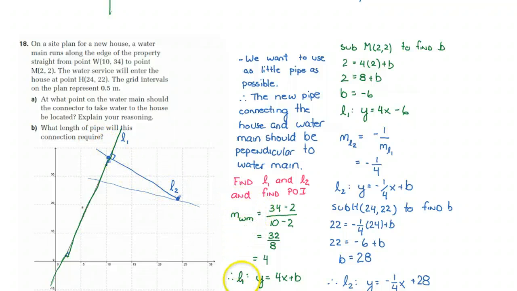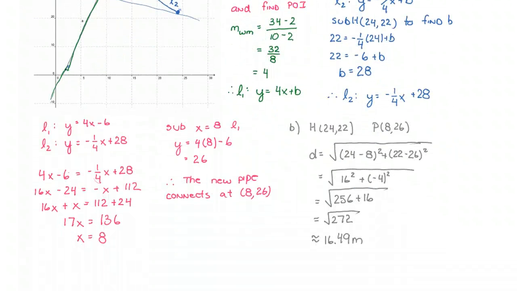So we find the slope of line 1. We sub a point to find the y-intercept. We use the slope of line 1 to find the slope of line 2. They should be negative reciprocals. Then we sub a point to find the y-intercept. And then to find the point where the house connects to the pipe, we just find that point of intersection between those two lines.